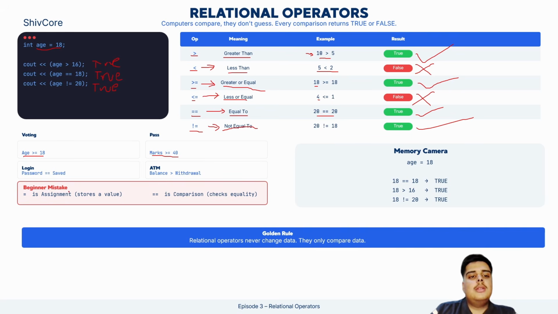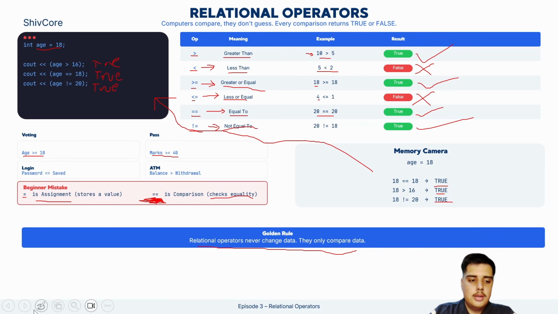Beginner mistake is that we use single equal to, and it is used for assignment. For comparison, we will have to use double equal to. Important, very very important. It checks equality. This is the output of this code. All three are true. Golden rule: relational operators never change data, they only compare data.